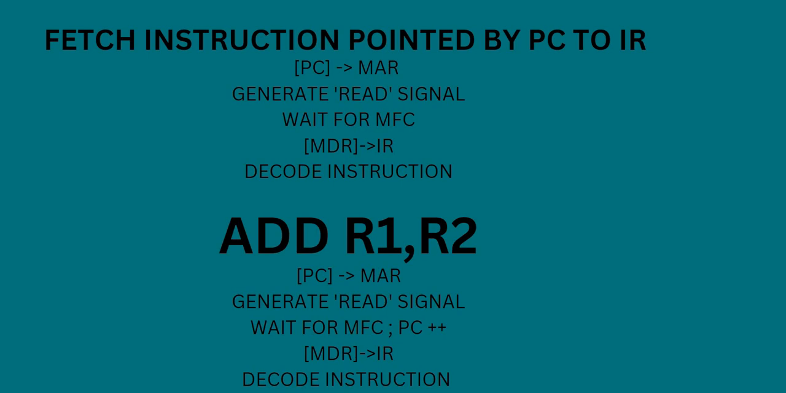If it is a 4-bit computer, we will increment it by 4. Then next, when the memory sends the data to MDR, we will take it and we will store it into the instruction register or IR. Then we will decode the instruction and finally execute the instruction.